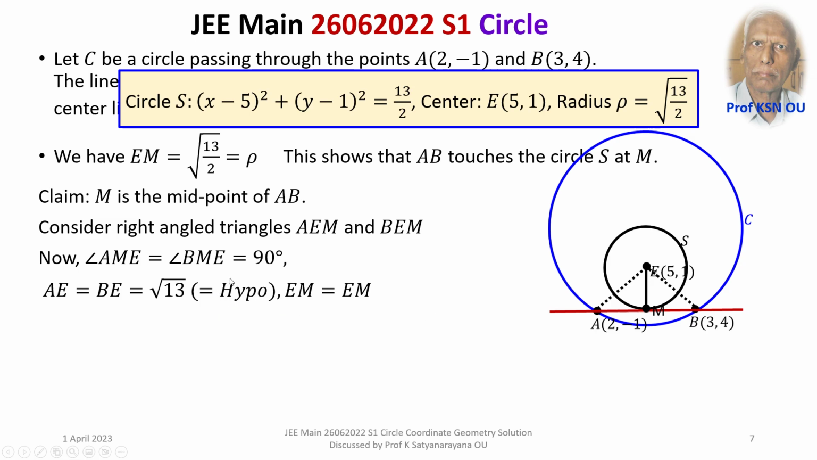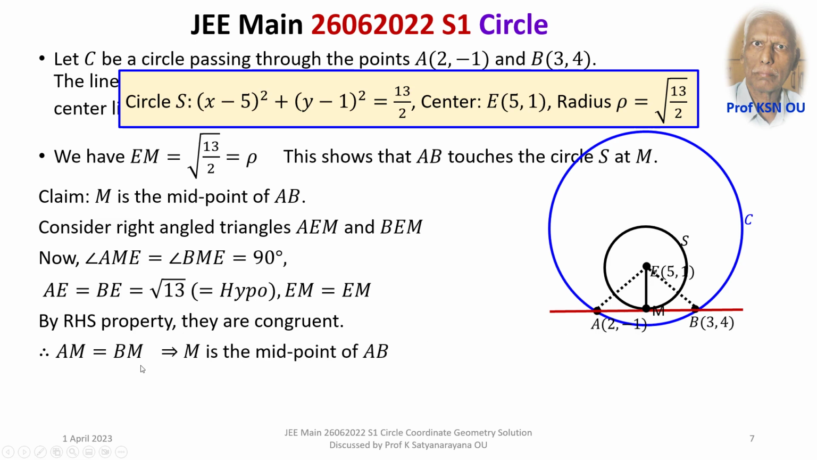So what is it that we got? A right angle, this is 90 degrees, hypotenuse AE is equal to BE, and the side EM. RHS property, right angle, hypotenuse, side property, they are congruent. Therefore AM is equal to BM. AM is equal to BM will tell you M is the midpoint of AB.